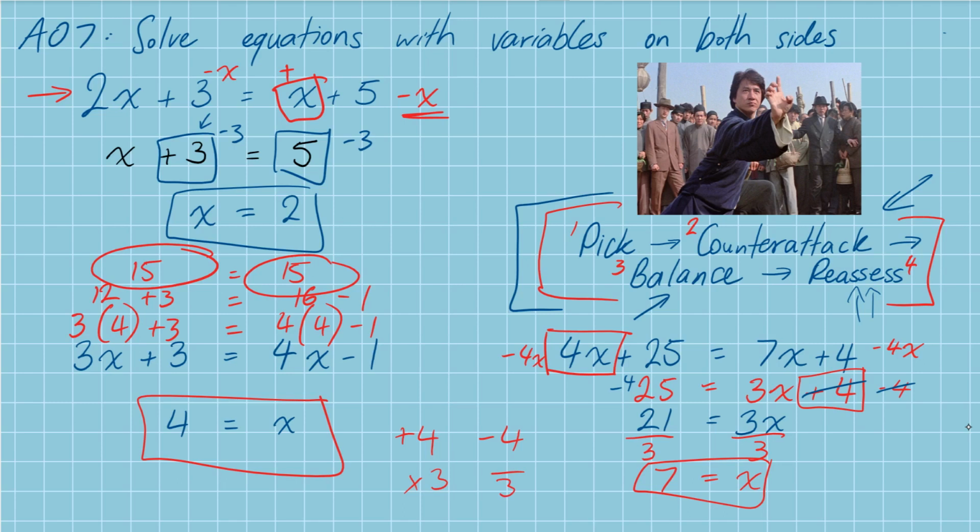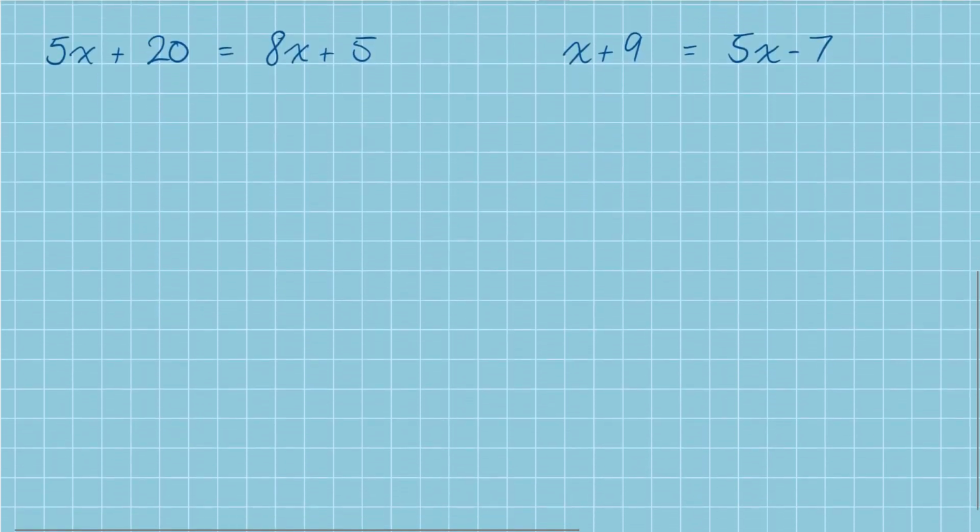You need to maintain balance next. So whatever you've done to one side, you have to do to the other side as well. Wax on, wax off. And after that, you need to reassess. Rewrite your equation out underneath after you've eliminated, after you've maintained balance, so you know what you can do next. Okay, so here are your two questions. 5x plus 20 equals 8x plus 5, and x plus 9 equals 5x minus 7. All right, give them a shot.